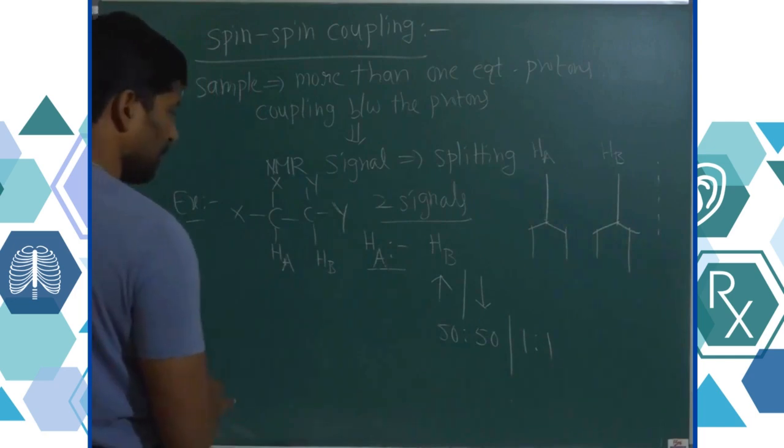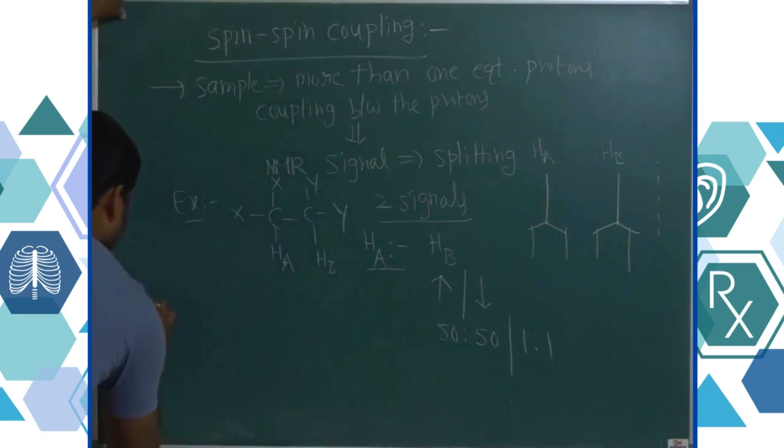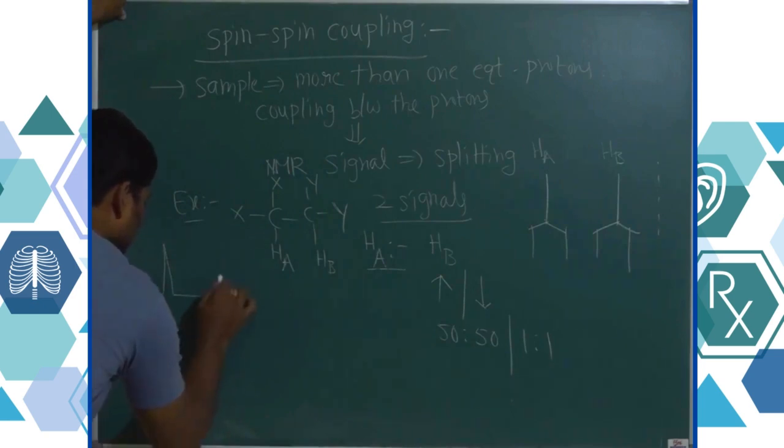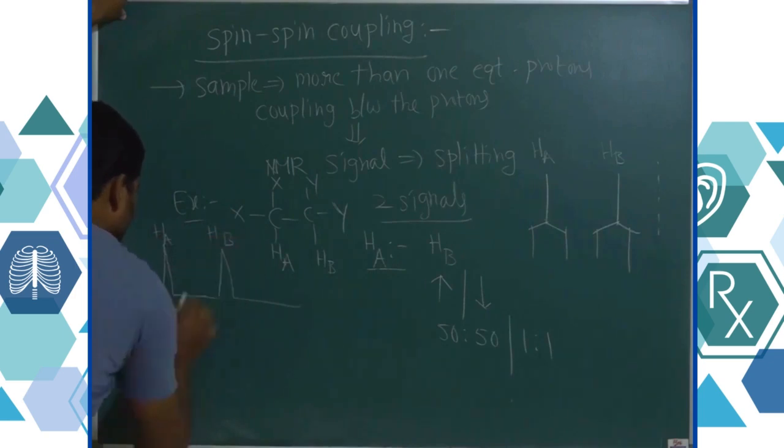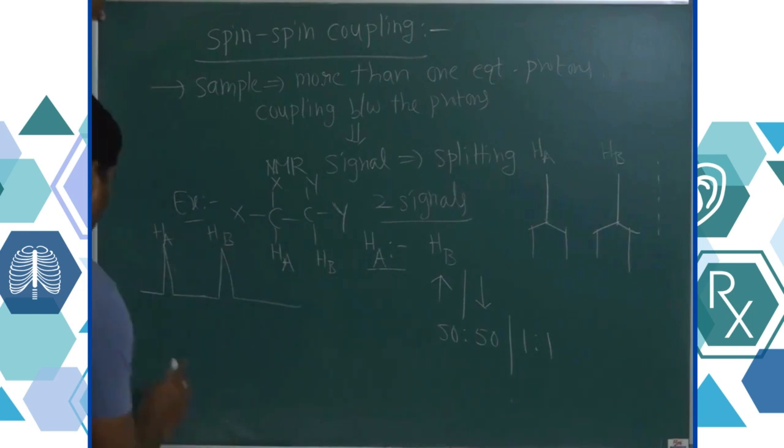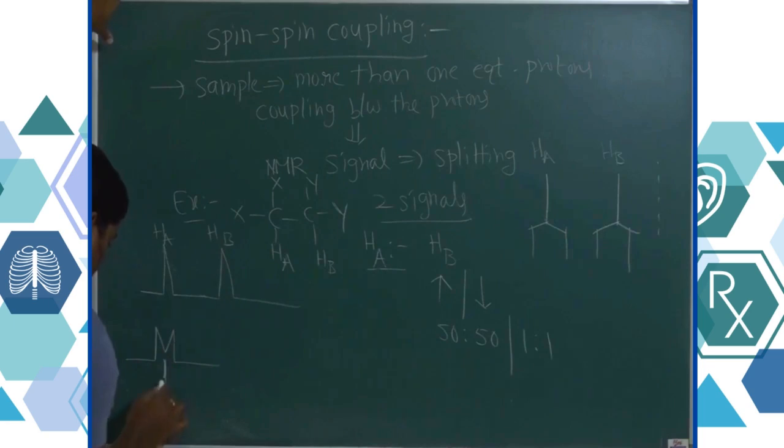Initially we get the HA proton like this and the HB proton like this, as reference positions without coupling. Now, because of coupling of HA with HB, it splits into two lines like this, and this is its actual delta value. See here, delta value is increasing and delta value is decreasing. When it interacts with the upward orientation, delta increases. When it interacts with the downward orientation, delta value decreases.